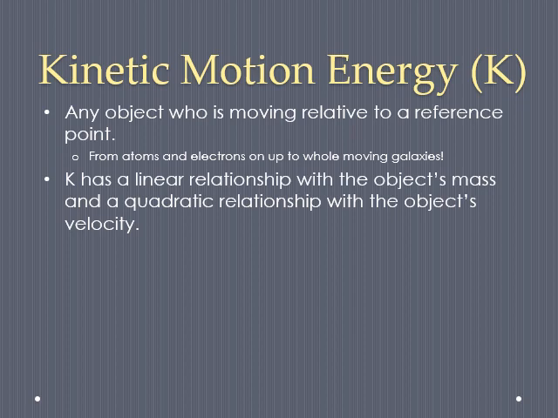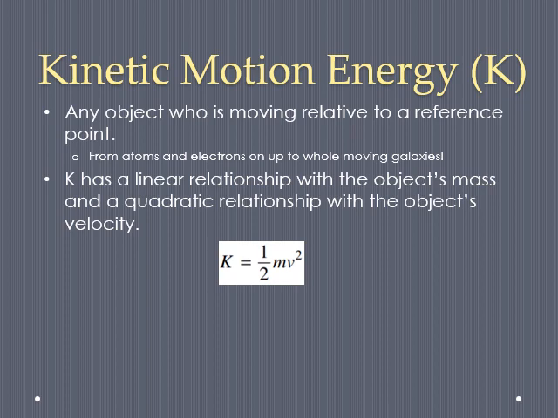K has a linear relationship with the object's mass, so the bigger the mass of an object, the more kinetic motion energy you would expect it to have. And it has a quadratic relationship with the object's velocity. We didn't talk much about quadratic relationships freshman year. Hopefully you've seen it in math class. But in any case, it just means that the v is squared in that equation. So velocity is more important than the mass when it comes to calculating K.